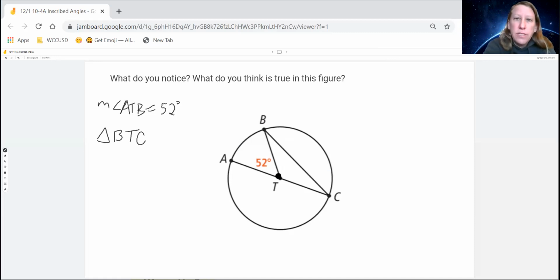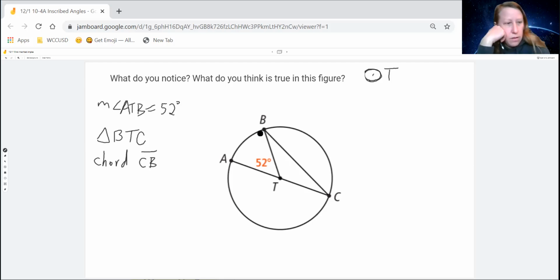So I see circle T. Remember how we write circle T? We write a little circle with a T. T is the center point. What else? Do you see any chords? I see chord CB. We just learned about chords. Any arcs? I see arc AB. Is there another chord? How about chord AC?